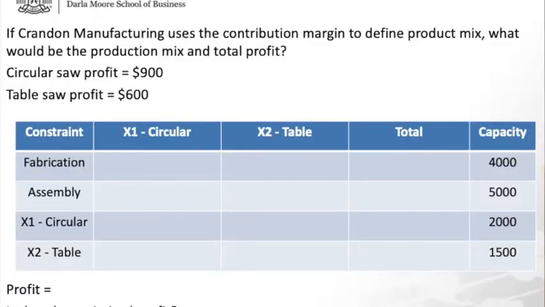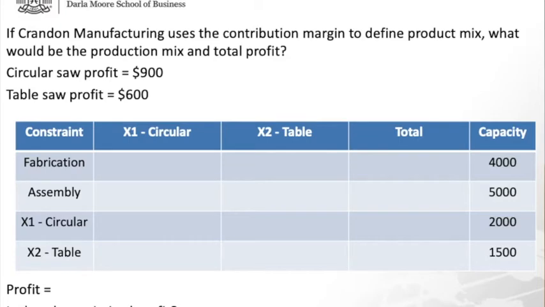So if you think 100% as a finance person and forget your operations hat for a little bit, you're going to see that the circular saw has a profit of 900, the table saw has a profit of 600, right? So it makes sense that you will start trying to make as much circular saw as possible because the profit is higher. Okay, so we're going to take a look at how that works with our product mix and see what the profit of that is, right?